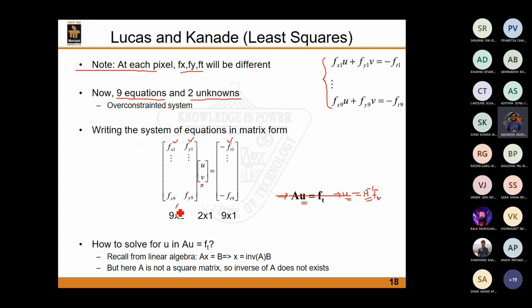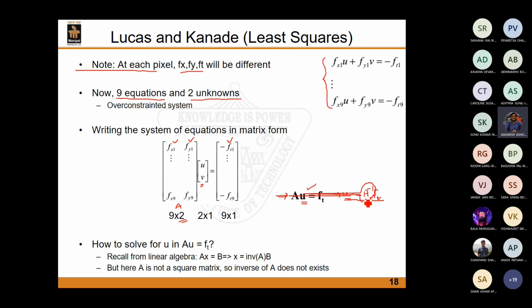If I observe, this is the matrix A, and this matrix A has a dimension of 9 cross 2. That means what you have here is not a square matrix. Because it's not a square matrix, finding the inverse is difficult. You cannot find the inverse of A in this case, so you cannot directly calculate it as U is equal to A inverse ft. Although this equation holds, we cannot calculate this way because you cannot find the inverse.